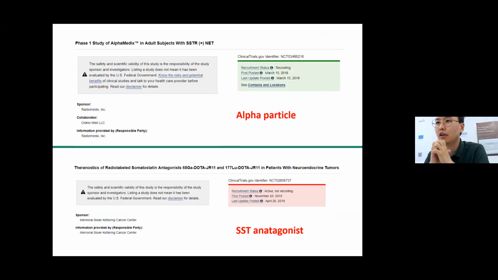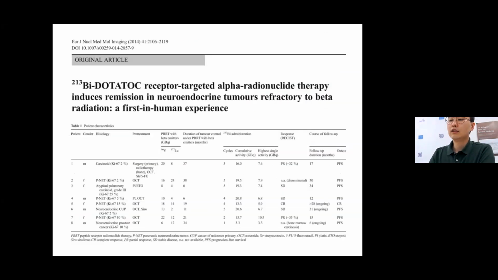There are also attempts using labeling with alpha particles and using a somatostatin antagonist. This is one example of an alpha-particle-labeled therapy. It was a first-in-human experience and showed quite good effectiveness for the therapy of neuroendocrine tumor patients.